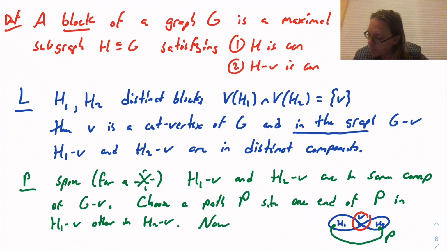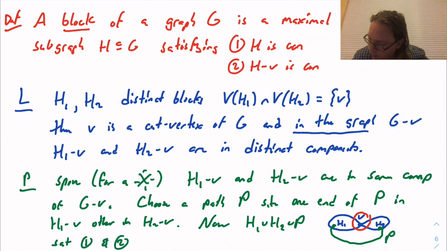I'm going to just say this because I'm running out of room. But now what I claim is H1 union H2 union P is connected and stays connected when you delete a vertex. So it's contradicting our assumption that H1 is a block, or contradicting the assumption that H2 is a block. I'll just say this satisfies 1 and 2, and that's a contradiction. And I'll just argue that here in words for a moment. This is really quite straightforward.